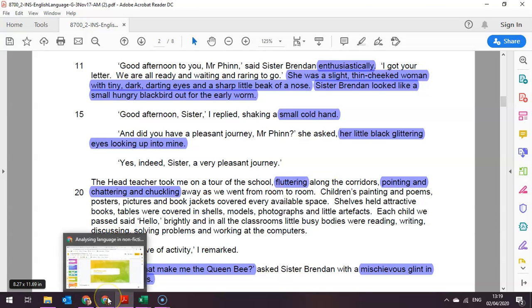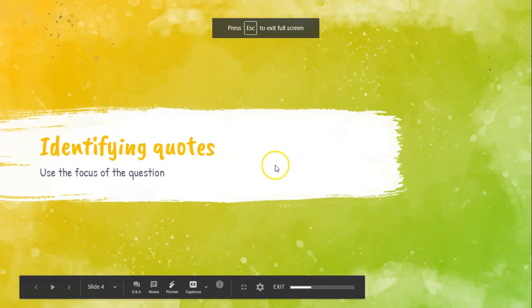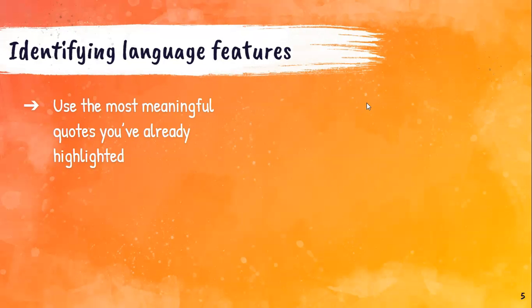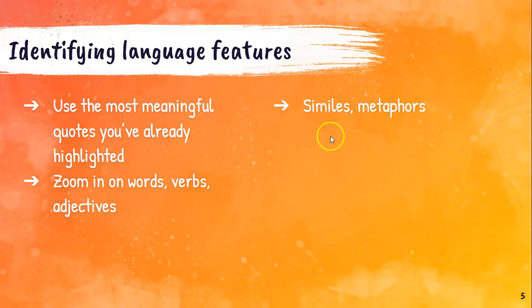So my next step, after finding those things to the focus of the question, would be identifying language features. I'm going to look back through those quotes and work out what I can get the most meaning from, and then identify the language features. I might zoom in on the words, the verbs, the adjectives. There was a moment where there were lots of verbs saying she was fluttering and chuckling, for example. We've got simile there. There was a simile where they said she was like a blackbird.